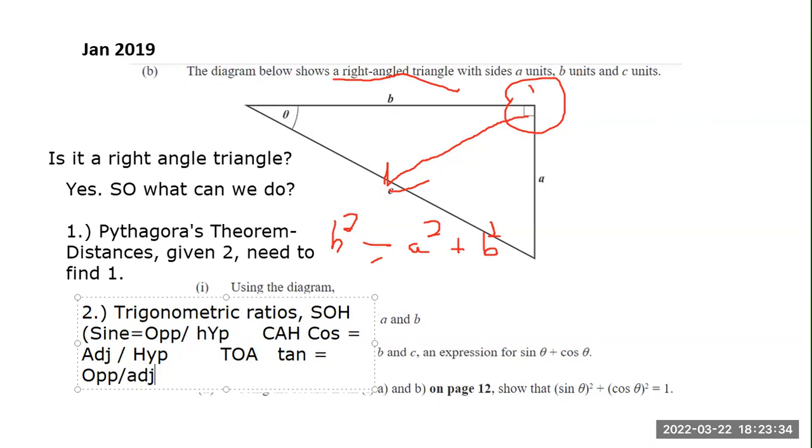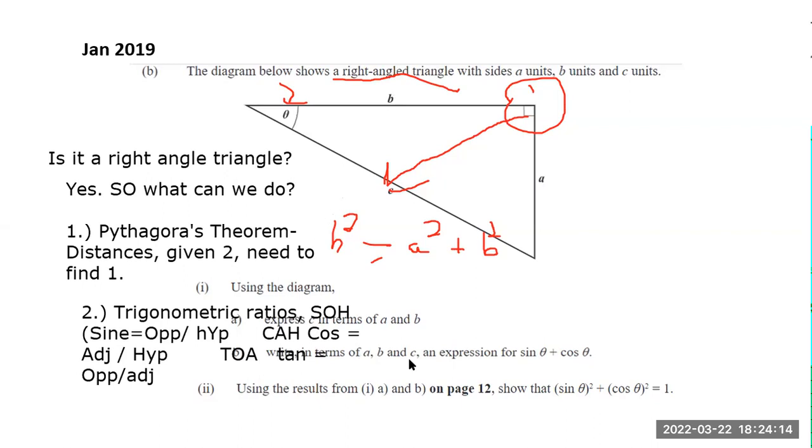Right, and by angle, I do not mean the right angle. I mean an angle other than the right angle. So in this question, the angle given is theta. Because we have theta and we have the sides involved, we could use the trigonometric ratios, right? So remember this, in a right angle triangle, two things you can do: Pythagoras' theorem or trigonometric ratios. Pythagoras' theorem is only used when you have to find distances alone and you're given two. For the trigonometric ratios, you must have an angle and a side. And that would be the context in which you would use that.